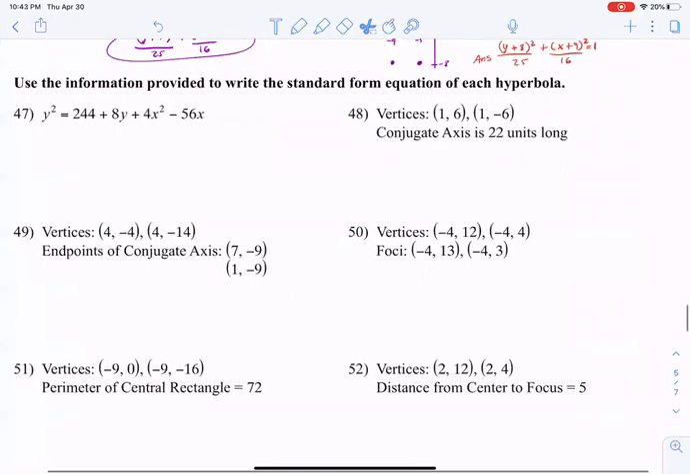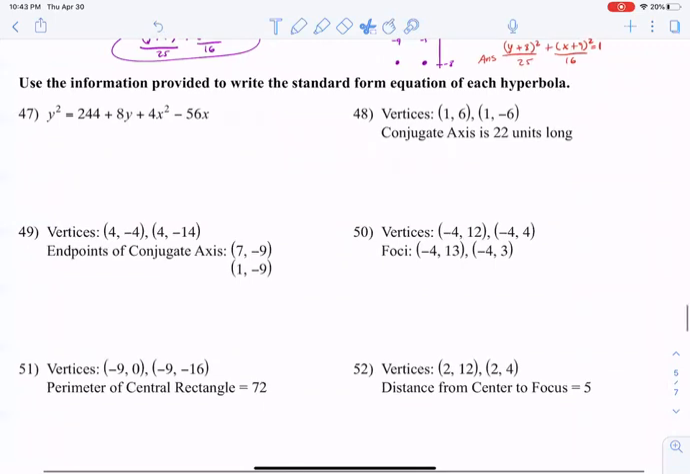Okay, let's work on these problems. Now we have to do number 47. So here they say use the provided information to write the standard form of the equation of each hyperbola. Now we're doing hyperbolas now.